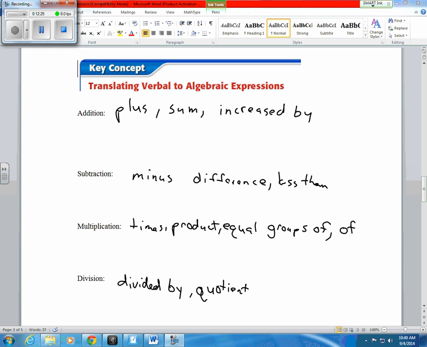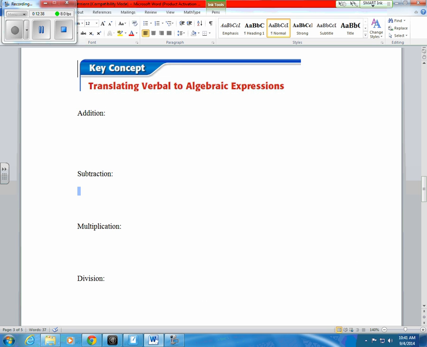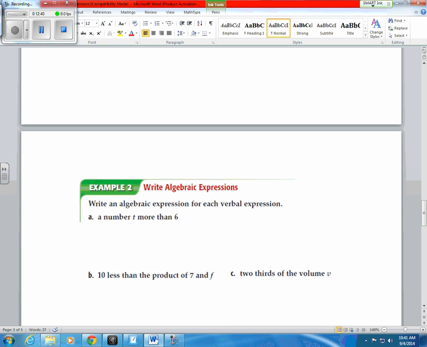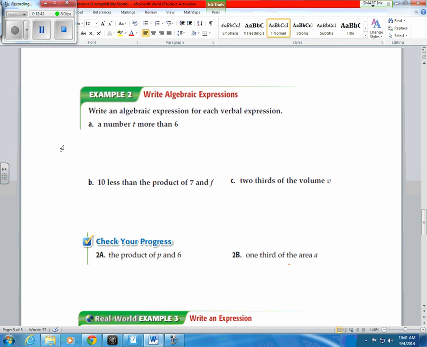There are many other ways you might communicate that you are using addition, subtraction, multiplication, division, but these are the most common ways. So let's take a look down a hair further. With what we just learned, we can actually take words and turn them into algebraic expressions.